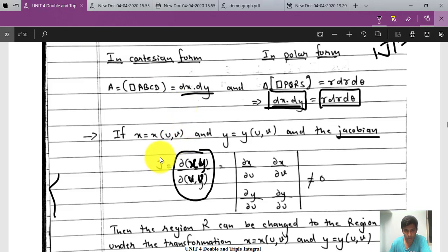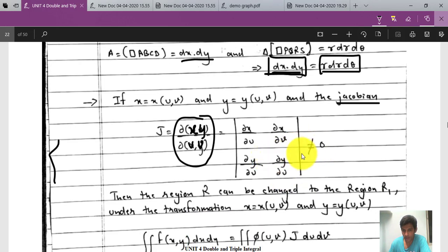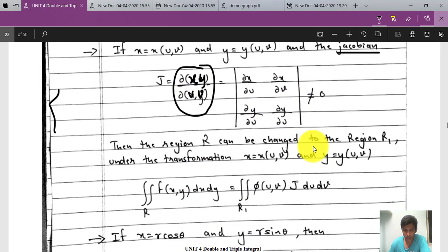And now going back to our concept, if x is expressed in terms of u and v, and y is expressed in terms of u and v, then the Jacobian of this transformation from x, y to u, v will be the determinant of ∂x/∂u, ∂x/∂v, ∂y/∂u, ∂y/∂v, provided that the determinant of this Jacobian is not equal to 0.